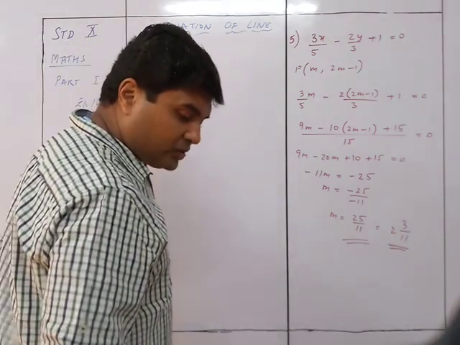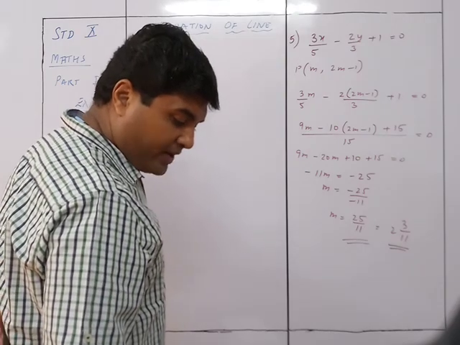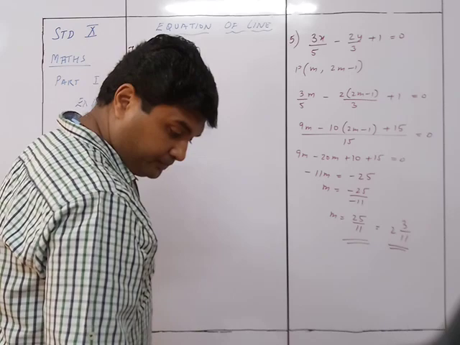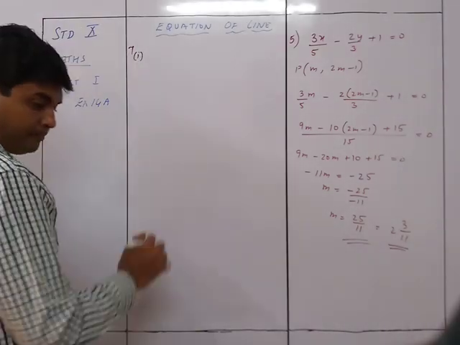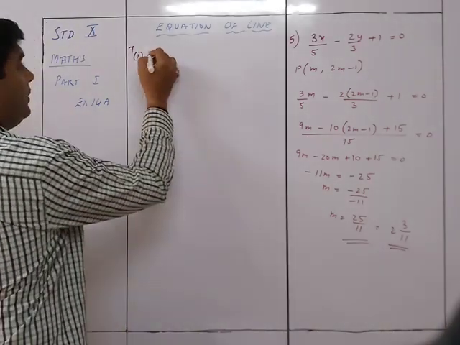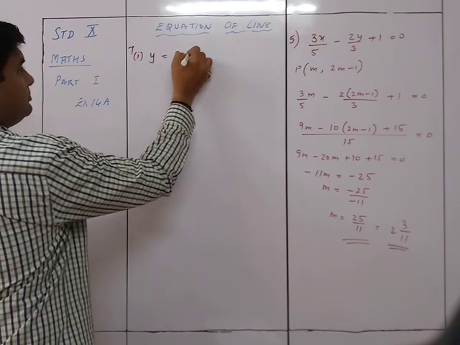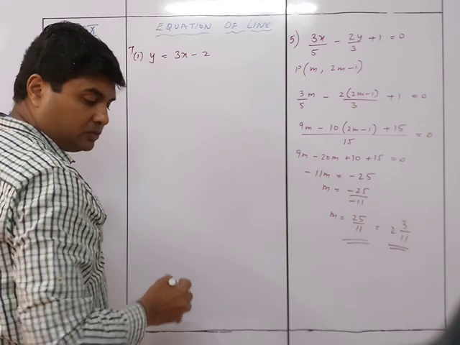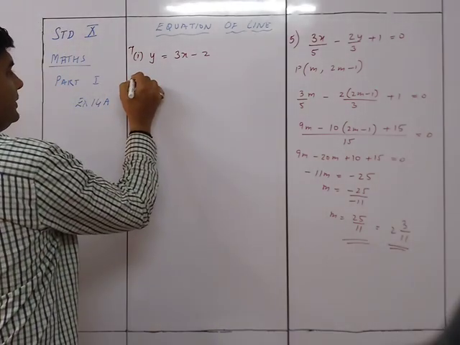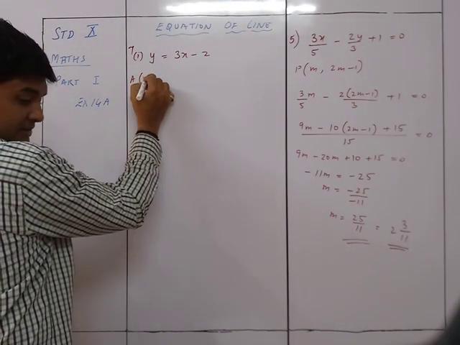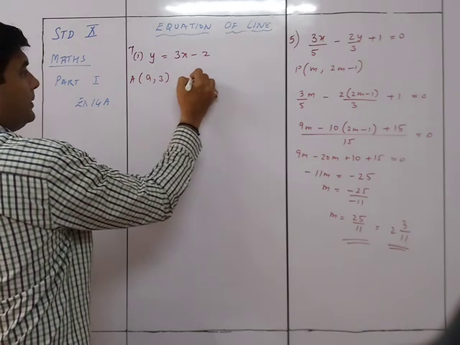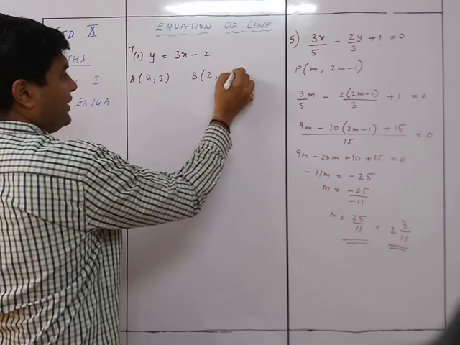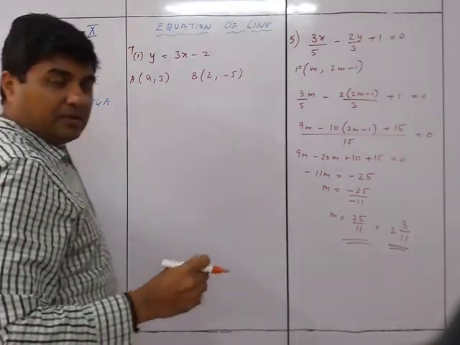The line y is equals to 3x minus 2 bisects the line join of A(a, 3) and B(2, minus 5). Find the value of a. So we have y is equals to 3x minus 2. It bisects the join of A and B. So here A is a comma 3, B is 2 comma minus 5.